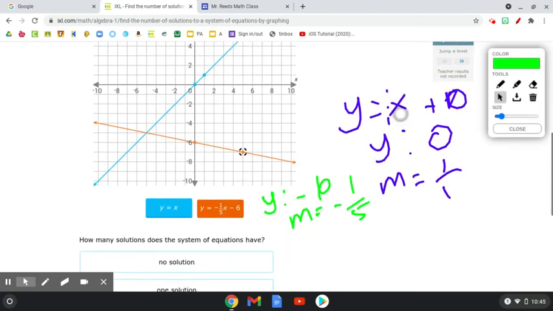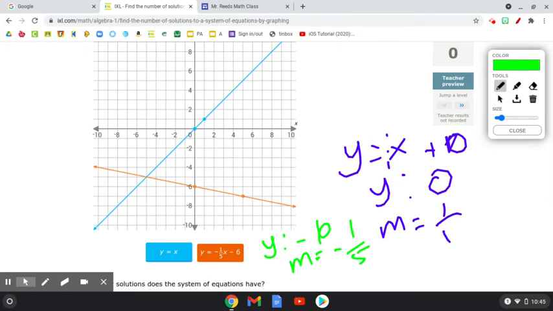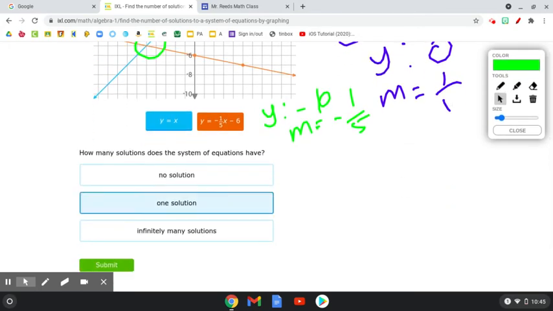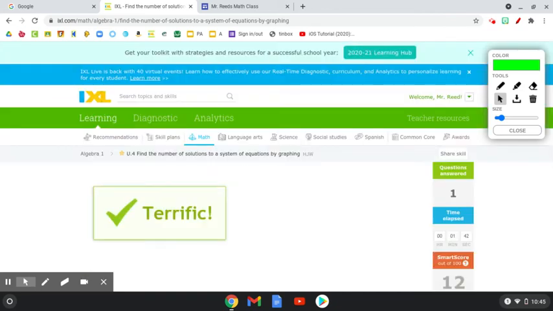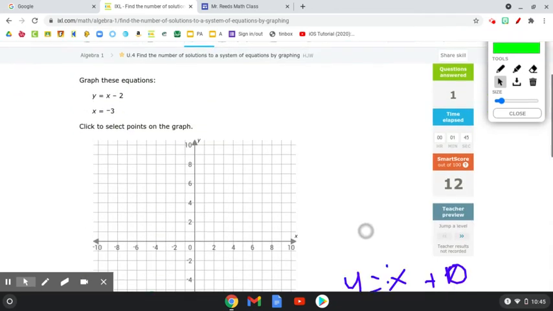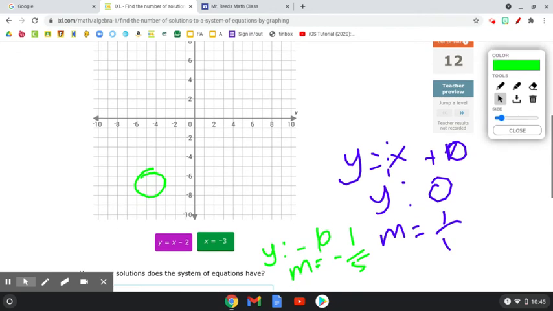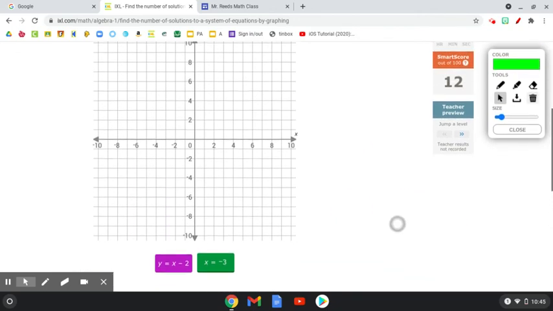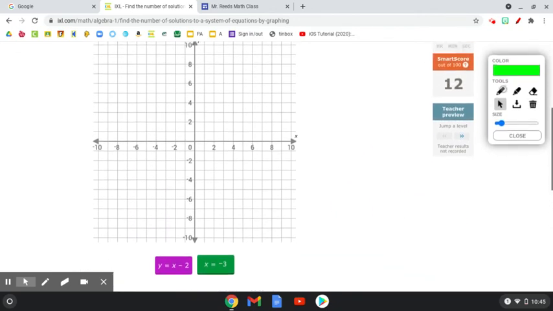All right. So we're looking at how many solutions. Well, they intersected right here one time. So where they intersected one time, we have one solution there. All right, so all we're doing here is we're graphing these and determining how many solutions they have. So let's look at this again. Let's graph our first one. So we'll click on it.